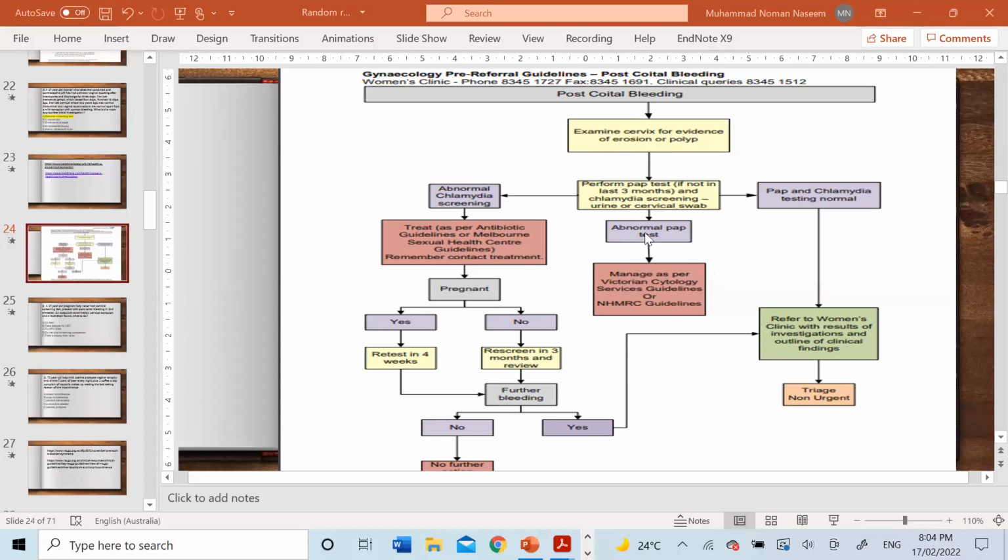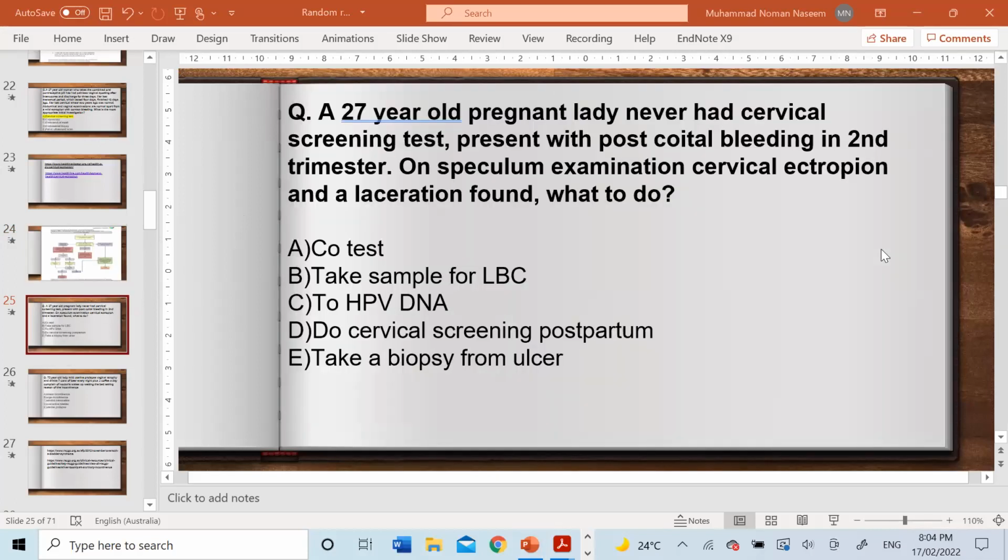All right. If the pap test is abnormal, then you have to do the colposcopy. No, if it is not done in the last 3 months. If it is done within the 2 months, then you can take that pap smear as your base. You don't need to do anything else.